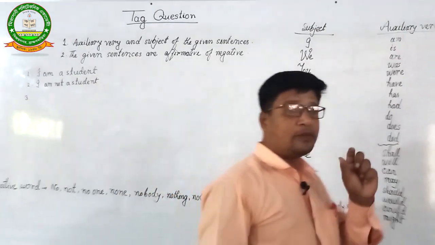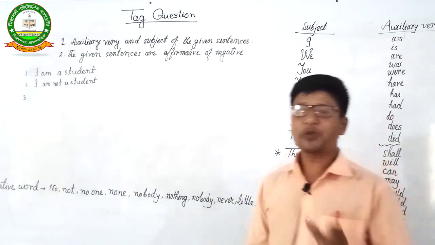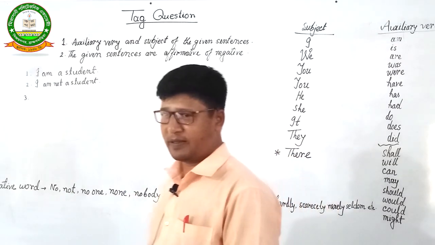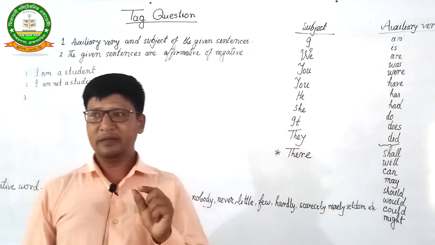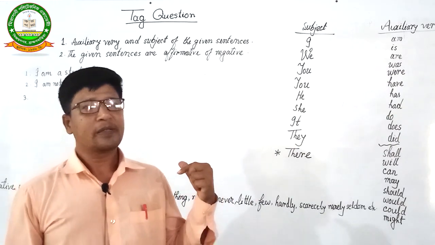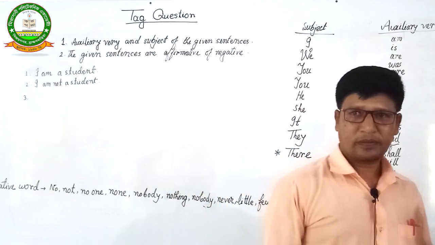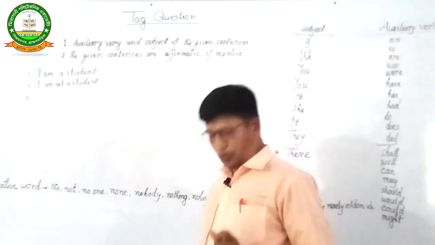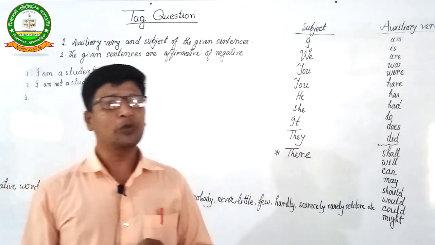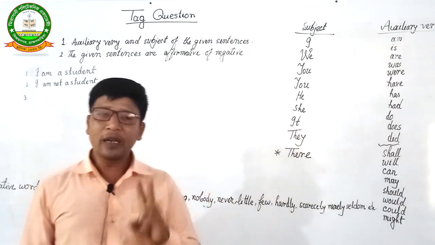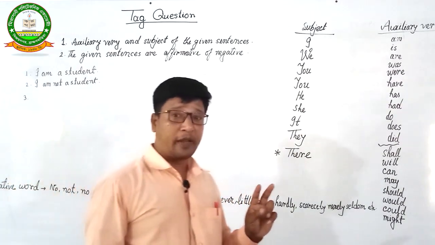when a speaker speaks about something, he tries to get support from the others, and to get that support he uses a small question at the end of his sentence. This is called a take question. If we want to make a take question, we have to remember only three things. The most important are two things.